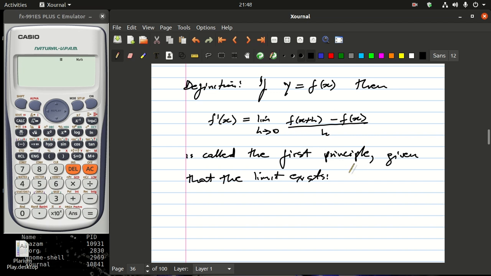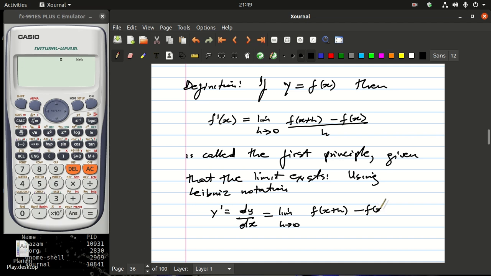Now, if we are using Leibniz notation, we end up saying the same thing: instead of using f prime, we usually use y prime, which is the same as dy over dx, and this is still the same as the limit as h approaches 0 of f of x plus h minus f of x all over h.